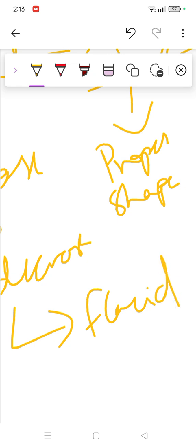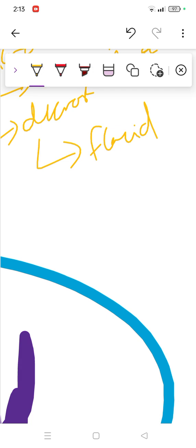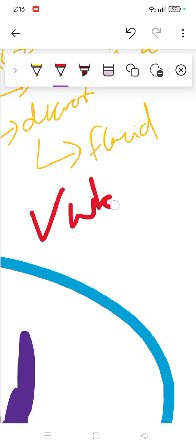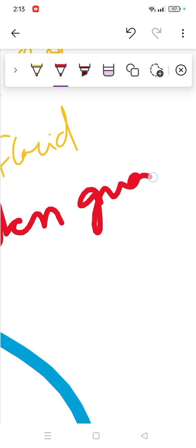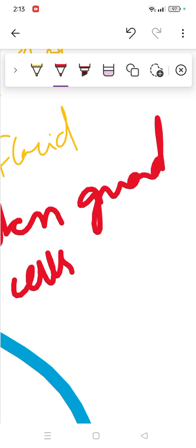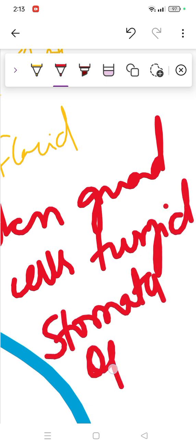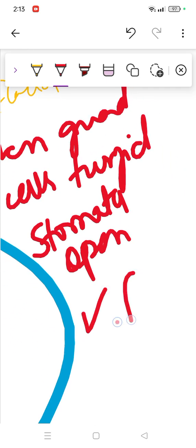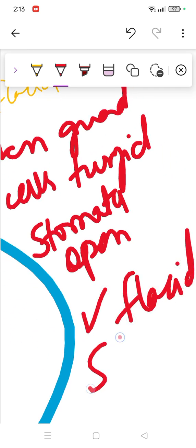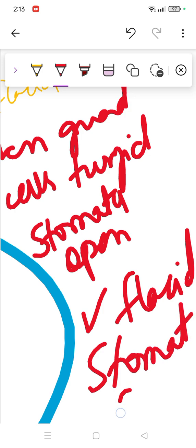When guard cells are turgid, stomata open. This is a very important MCQ point. When guard cells are turgid, stomata open, and when guard cells are flaccid, stomata close. These are quite important points which I've just discussed.